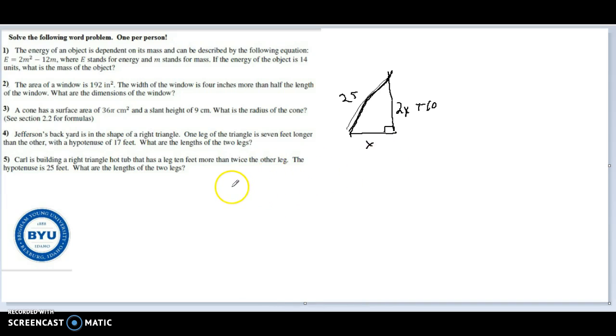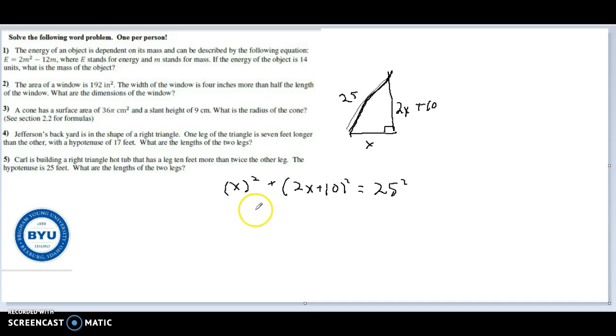Alright, at this point, we can use the Pythagorean theorem to write an equation. And the Pythagorean theorem says that if we have a right triangle, take the length of one leg squared plus the length of the other leg squared, and that should equal the length of the hypotenuse squared.